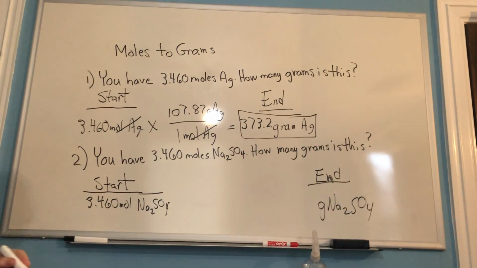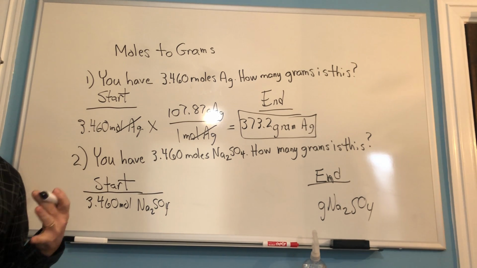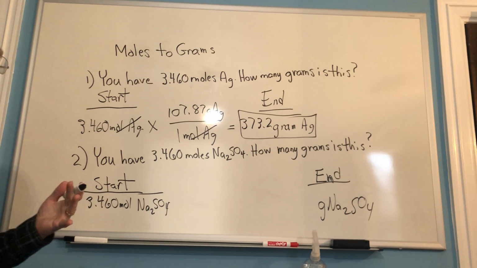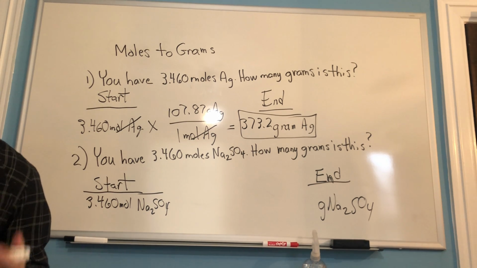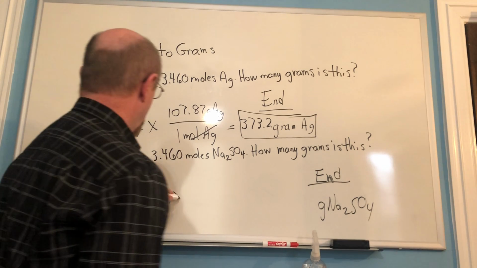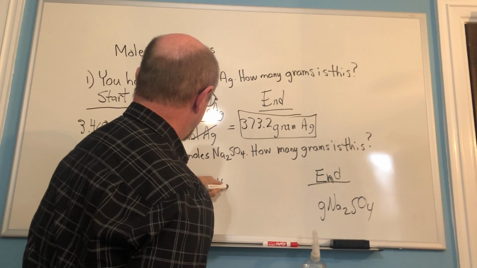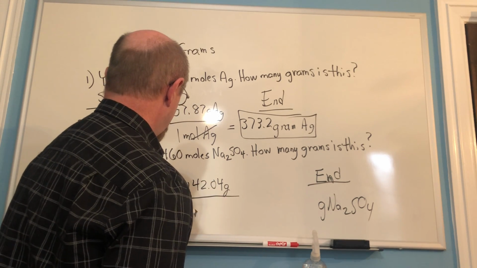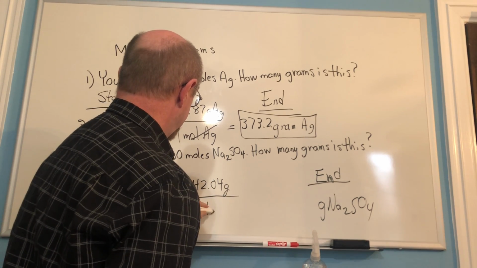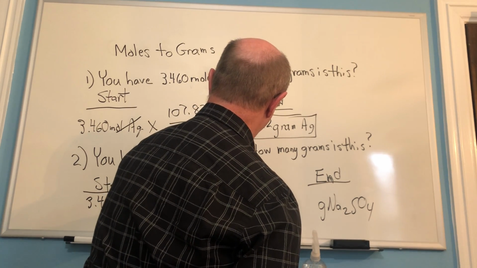Okay. Now, we have to figure out what the molar mass of sodium sulfate is. Well, so it's the mass of 2 sodiums, 1 sulfur, and 4 oxygens. And I think with our periodic table, it's 142.04 grams. And that equals 1 mole. And again, it's sodium sulfate.